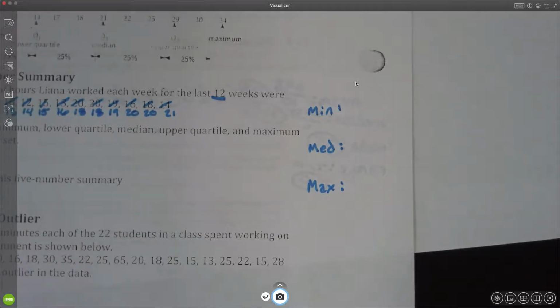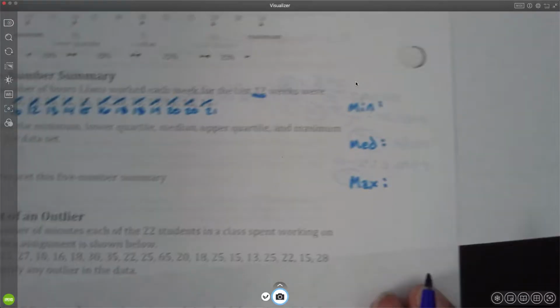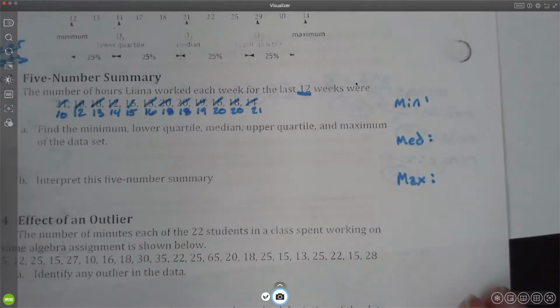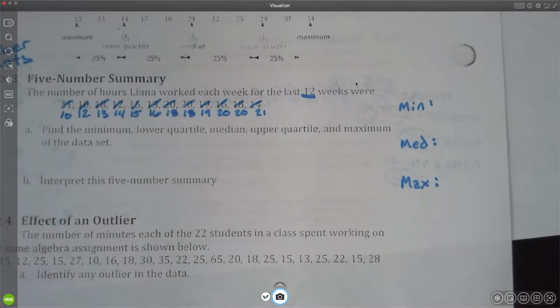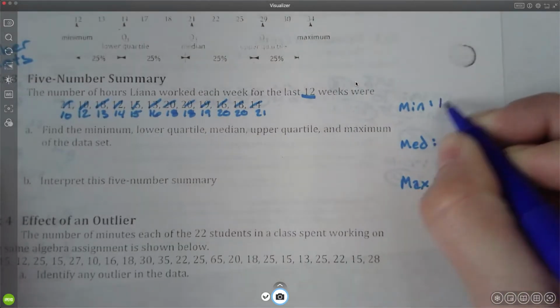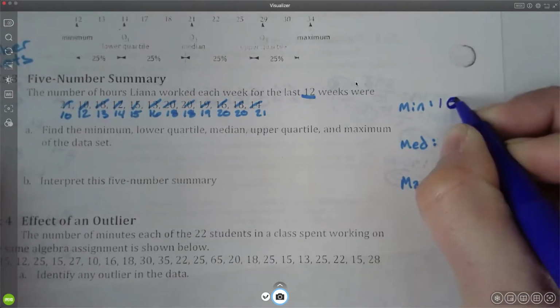in that data set? We put them in order. What's the minimum number? What's the smallest number? 10. 10, there we go. Minimum number, 10. What's the big maximum number? 21. 21, that's my maximum number.